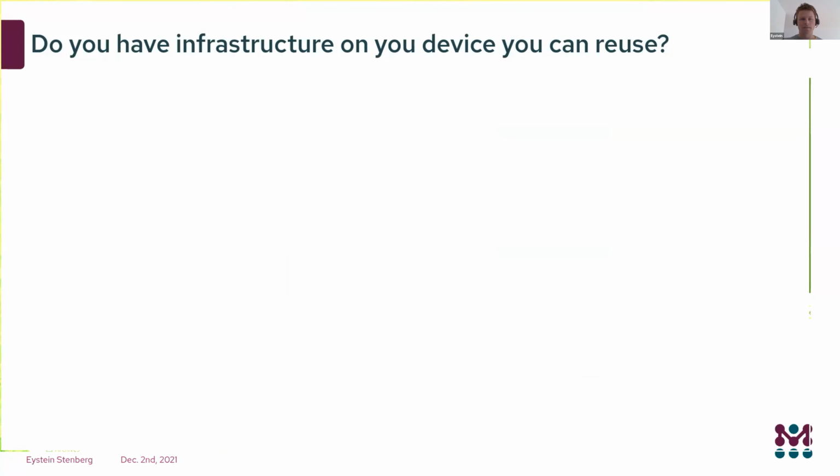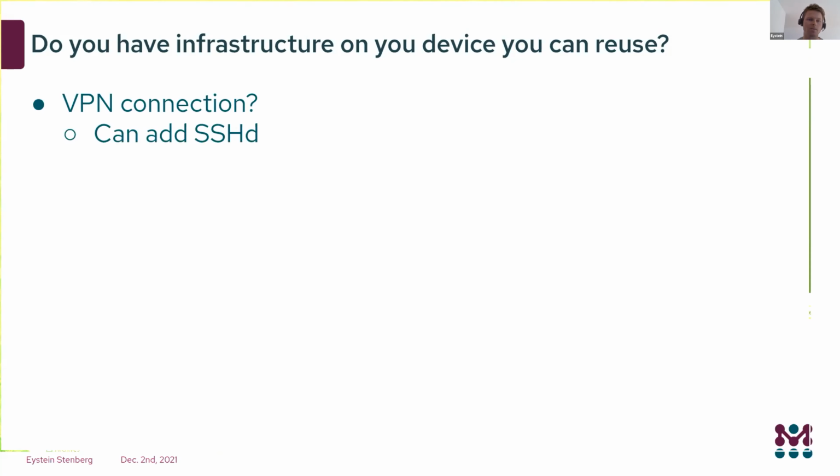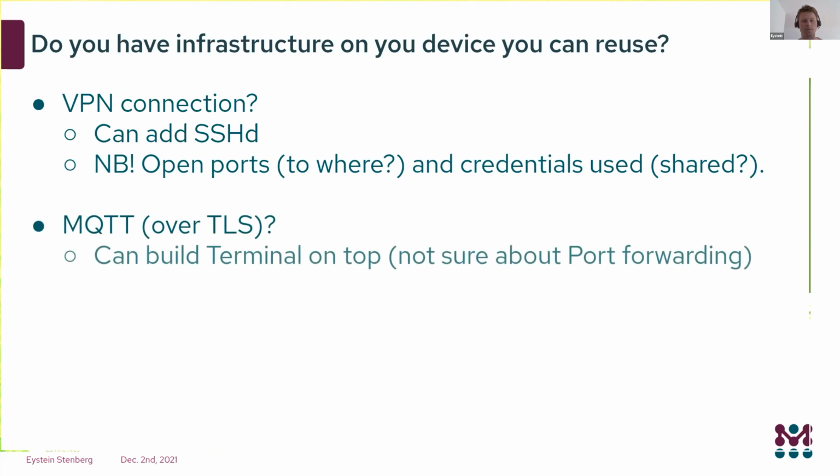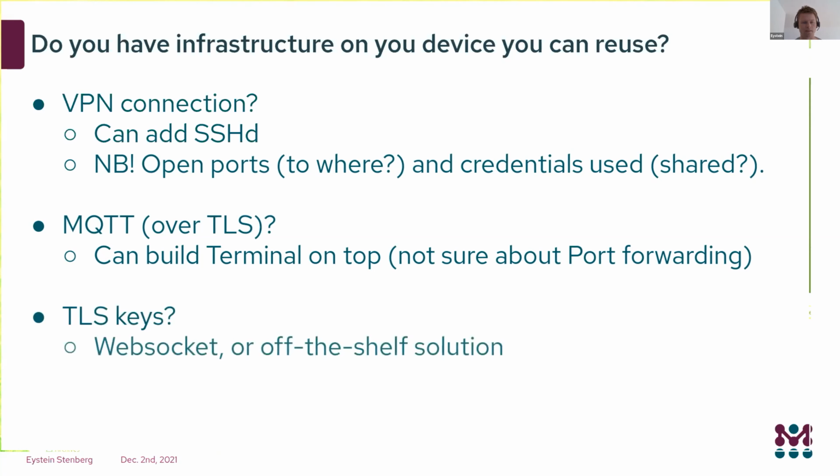And the thing to think about before you go on this journey of implementing remote access is what do you have already? Maybe you can just reuse a VPN connection you have. Be careful with the open ports. If you have MQTT that's secure, you could build at least a terminal. I'm not sure about the port forwarding. And if you have credentials like TLS keys, you could use those for a WebSocket implementation and also others. If you have nothing, I would definitely go with the off-the-shelf solution instead of starting from scratch.